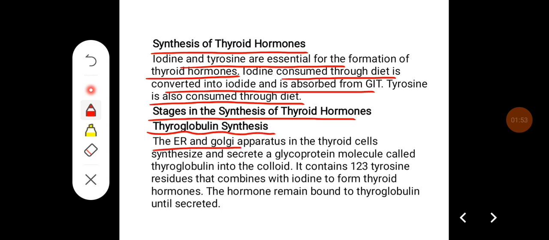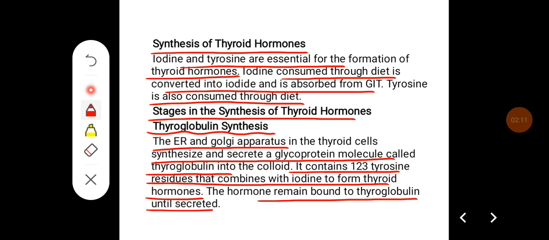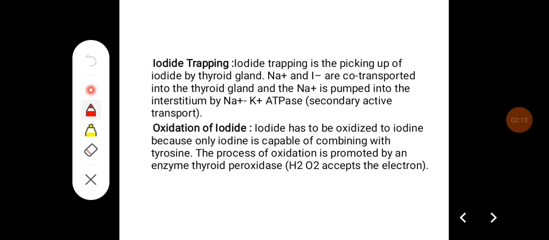The endoplasmic reticulum and Golgi apparatus in the thyroid cells synthesize and secrete glycoprotein molecules called as thyroglobulin into the colloid. It contains 123 tyrosine residues that combines with iodine to form thyroid hormones. The hormone remain bound to thyroglobulin until it is secreted.